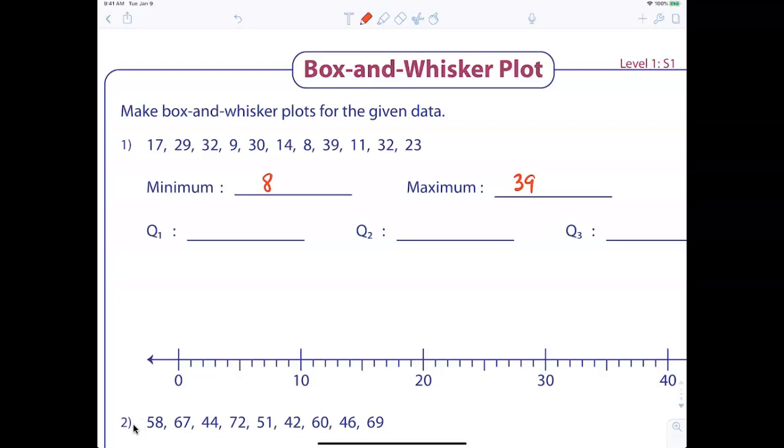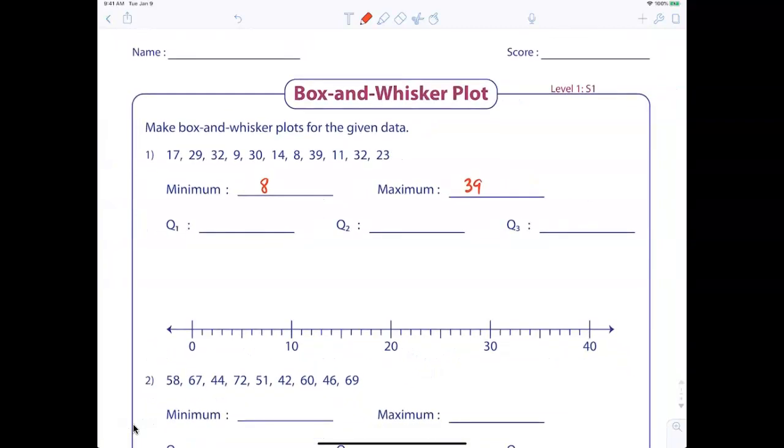All right. Now, for us, I need to put the data in order. Whenever we want to find the midpoint or the median, I'm sorry, we put the data points in order. So I need someone to put them in order. Okay. Thank you. Go ahead. 8, 9, 11, 14, 17, 23, 29, 30, 32, 32. All right. So I'm at 30, 32, and then what?